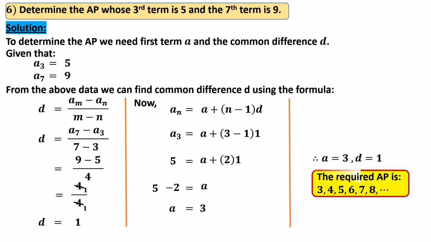Now we can find the AP. Since both A and D are positive, we can write the AP directly. First term 3, add 1, 4, again add 1, 5, 6, 7, 8, and so on.